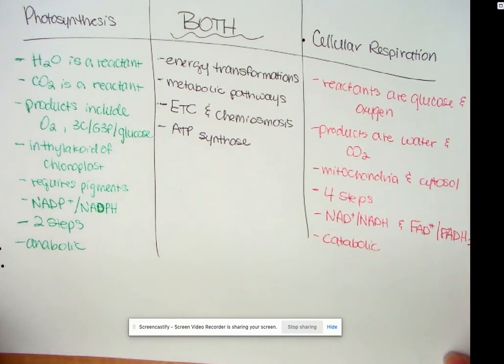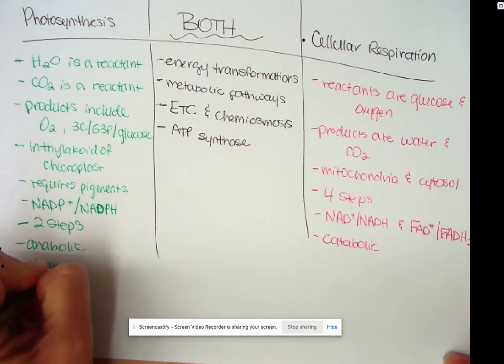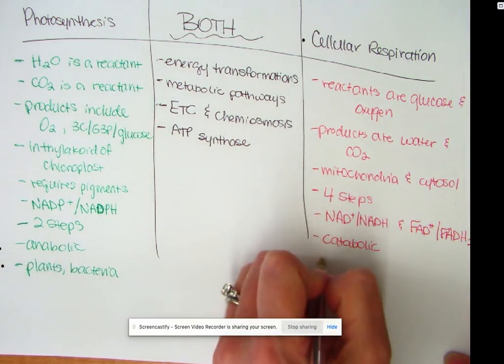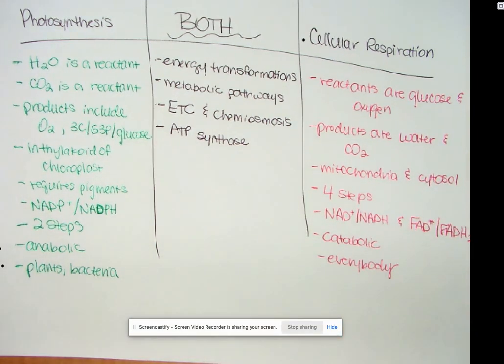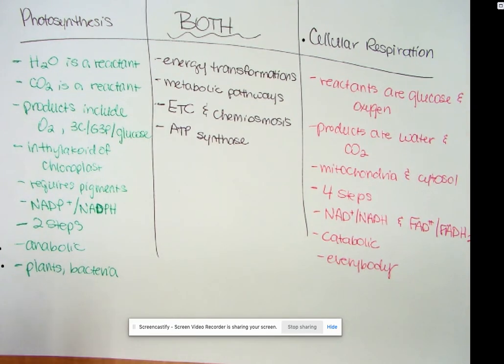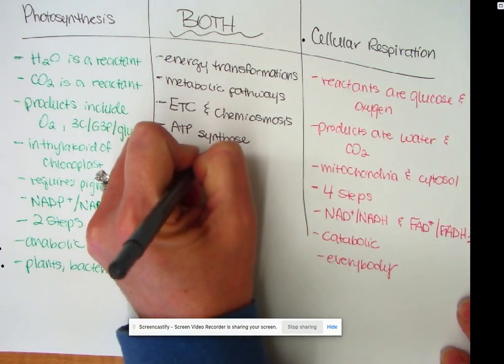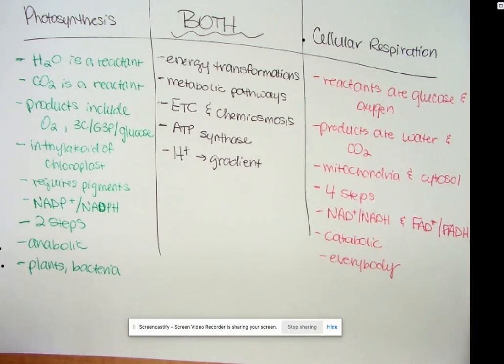I just thought of another difference, but it just left my head again. Maybe it'll come back. Photosynthesis only occurs in plants and some bacteria, whereas respiration happens in everybody. Gosh, wish I could remember what. They both have or use hydrogen ions to form a gradient. That wasn't what I was going to say a minute ago, but it works.